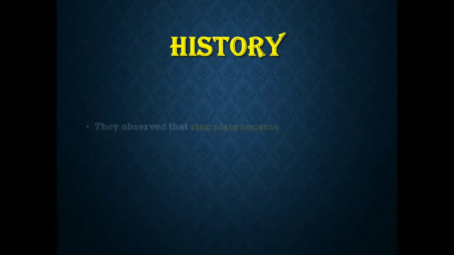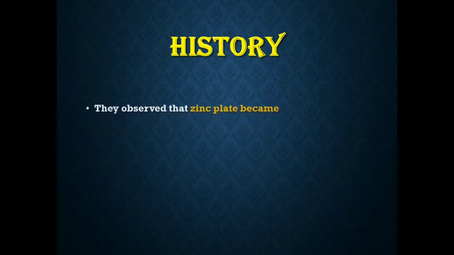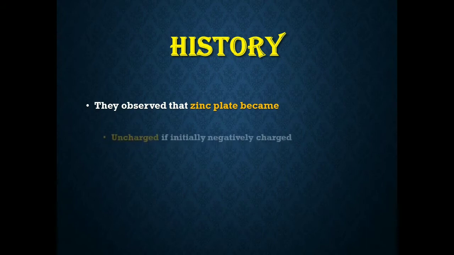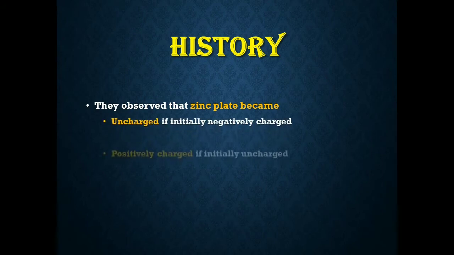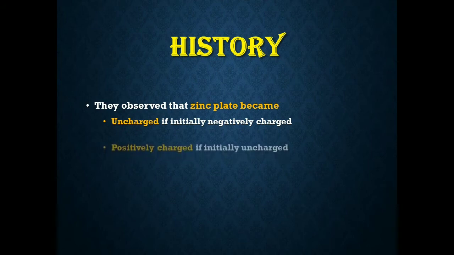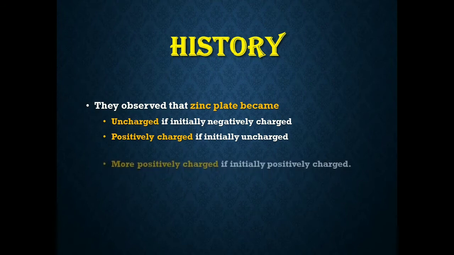What are those observations? Observations are like this: when UV light is incident on a zinc plate, the zinc plate becomes uncharged if initially negatively charged. That's the first point. The second point is the zinc plate becomes positively charged if initially it is uncharged. Third point, the zinc plate becomes more positively charged if initially positively charged.